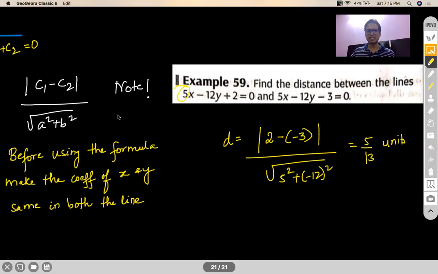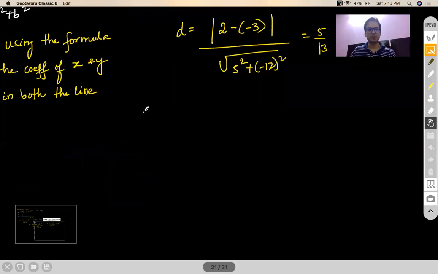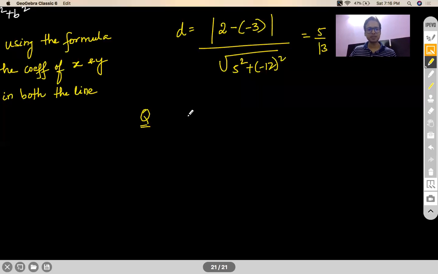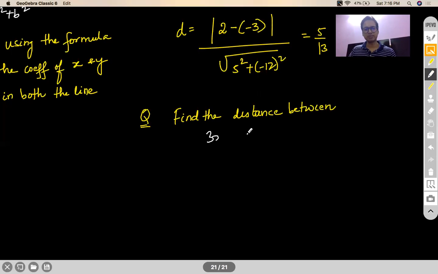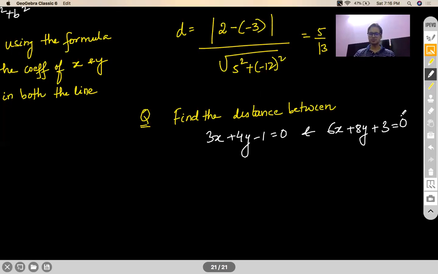Okay, so let's say if I change the question and I give you another one, find the distance between, let's say, 3x plus 4y minus 1 equal to 0, and, let's say, 6x plus 8y plus 3 equal to 0. Okay, how will you do this? How will you solve this question?